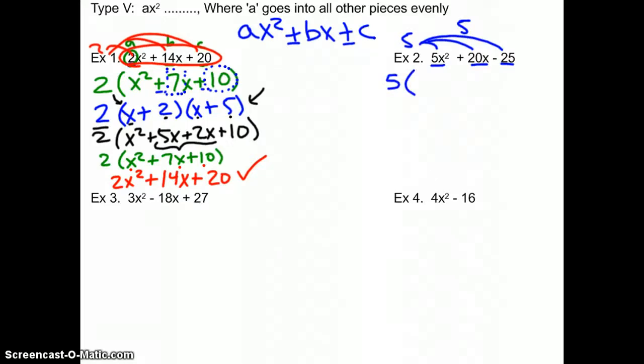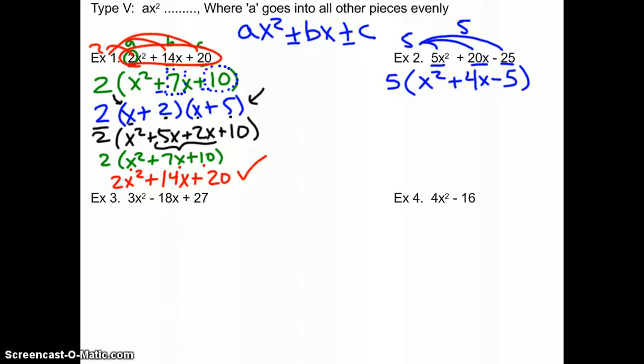So if I pull the 5 out of the first term, 5 divided by 5 is 1, which leaves me with 2x squared left over. 20 divided by 5 is a positive 4, which leaves me with 4x left over. And negative 25 divided by 5 is a negative 5.